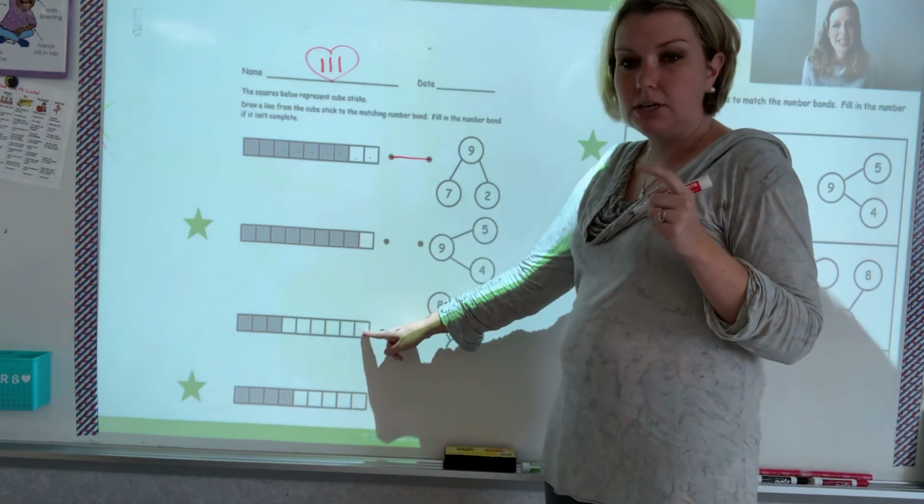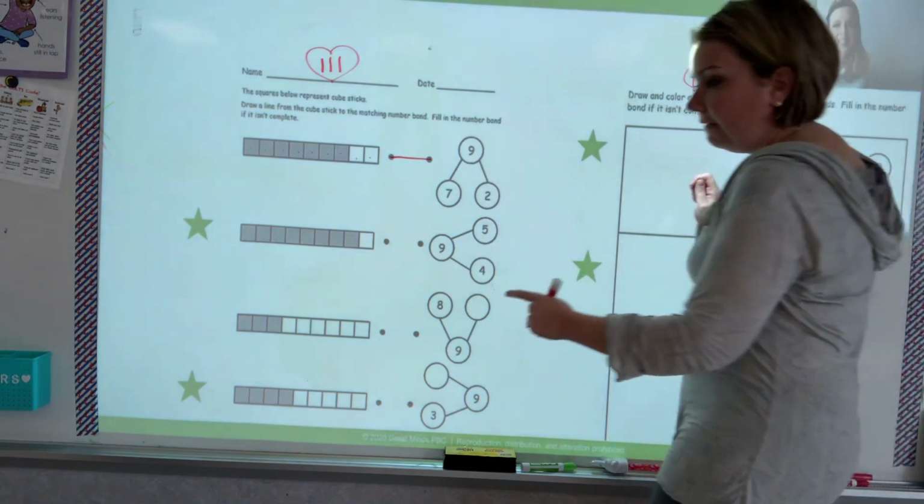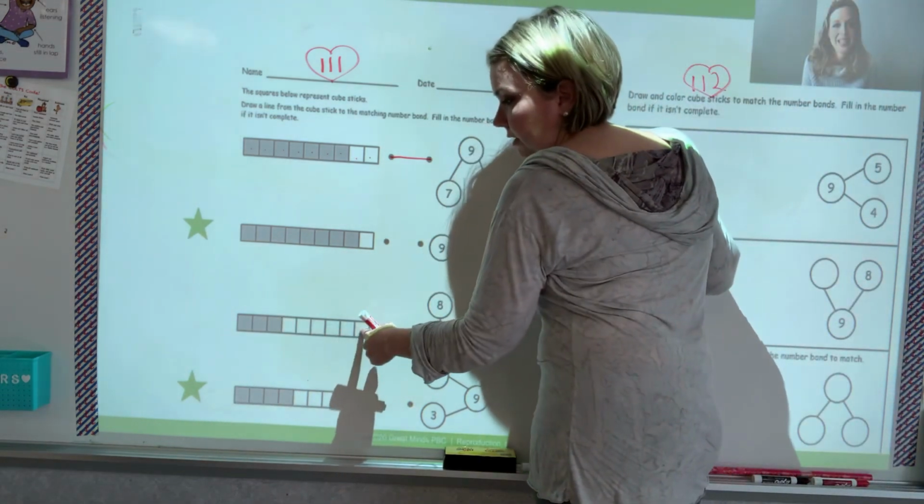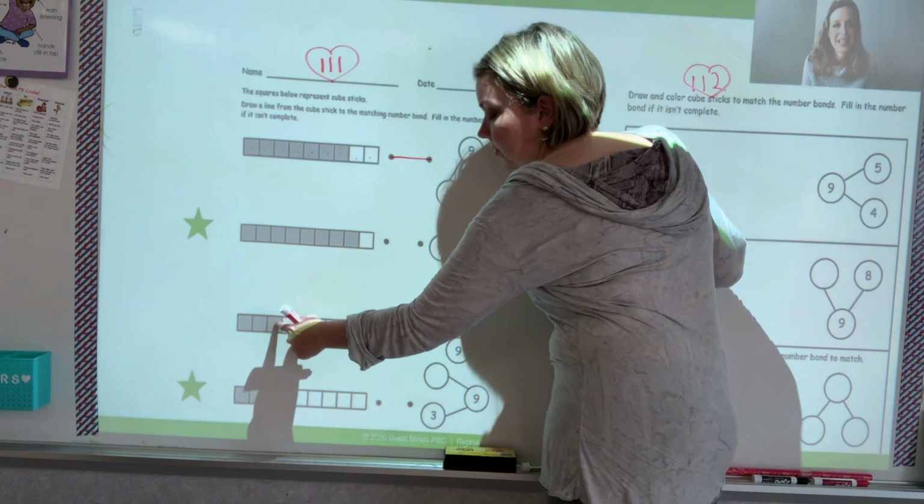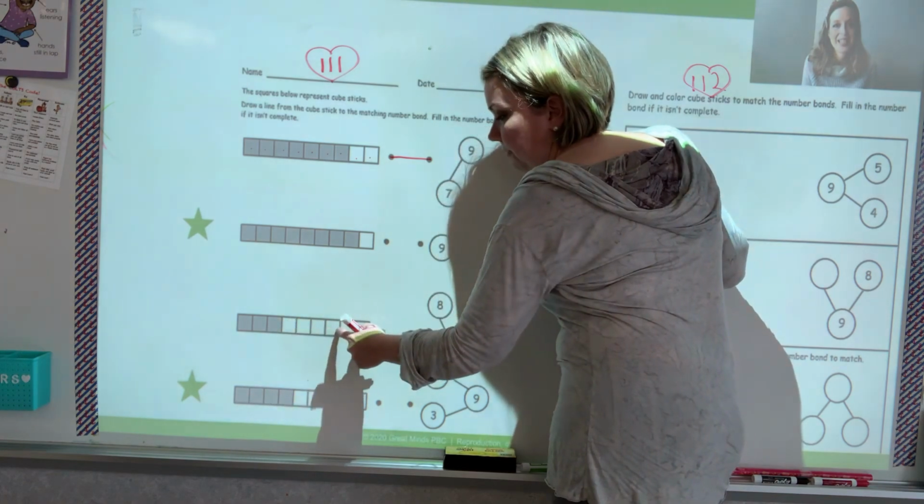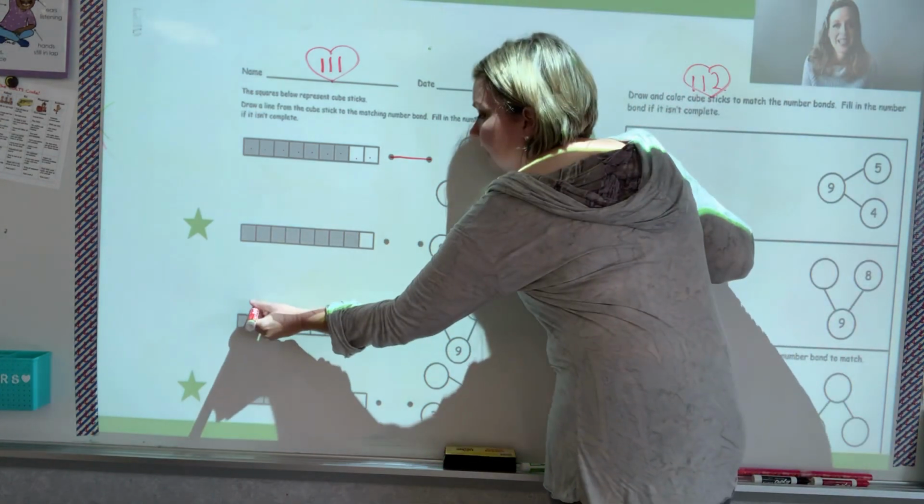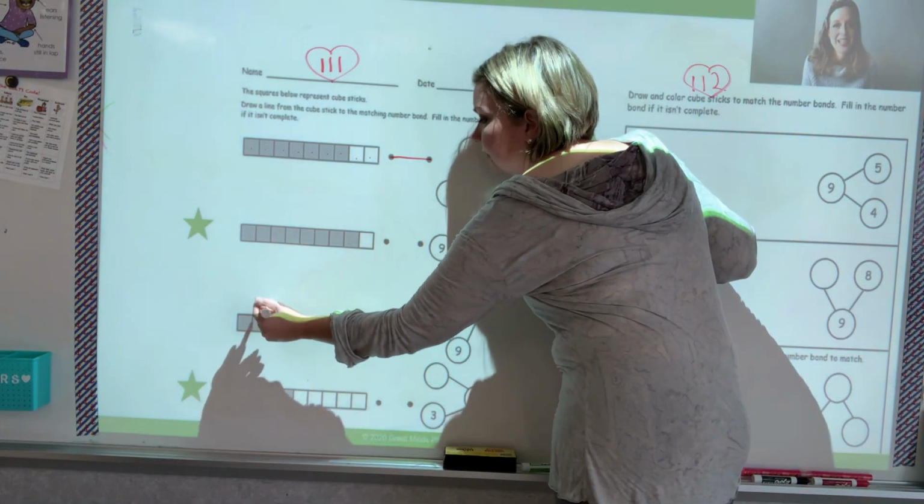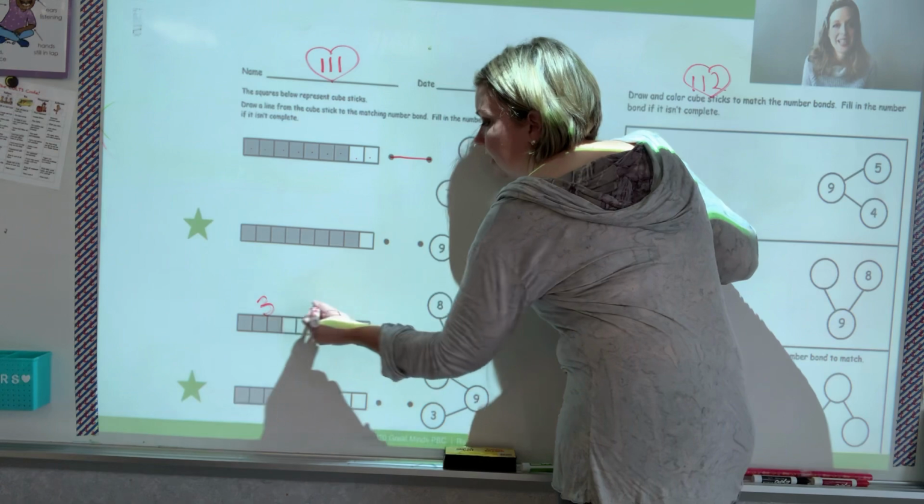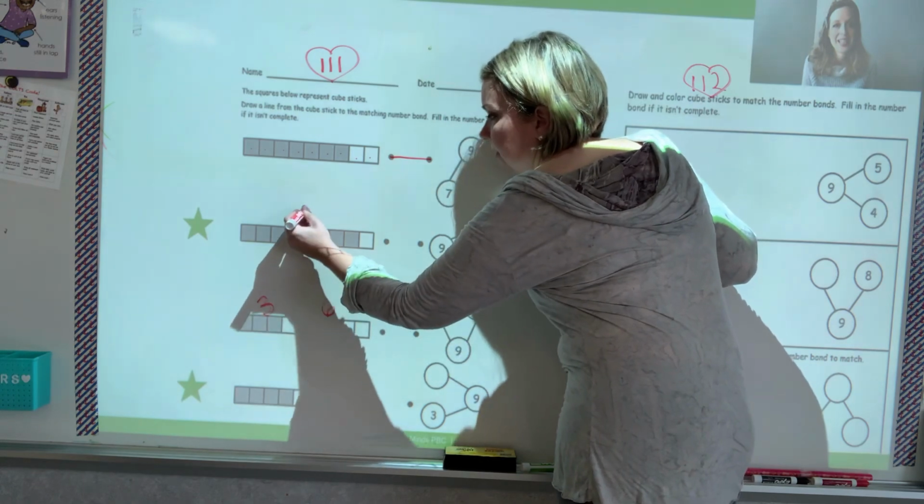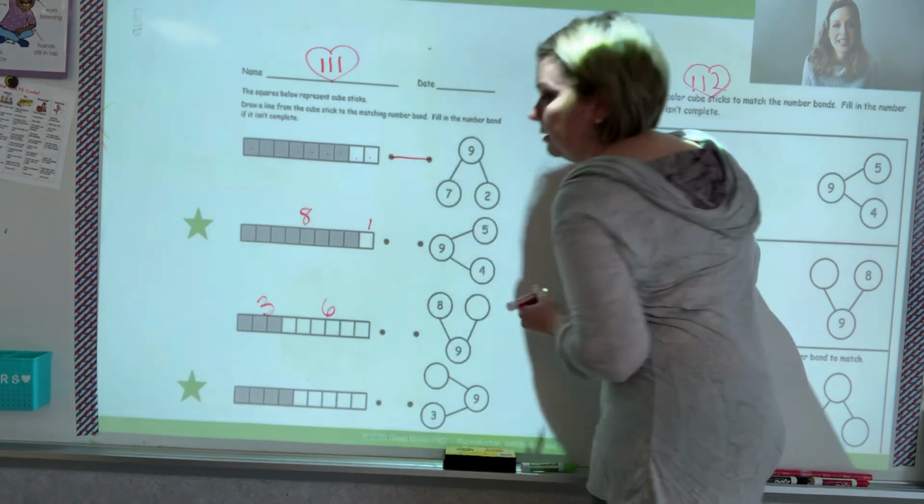Let's look down here. Do we have 5 colored in here? Let's see. 1, 2, 3. 1, 2, 3, 4, 5, 6. It's not this one. This one looks like it's 3. Hold on. 3 and 6. Remember, this one was 8 and 1.